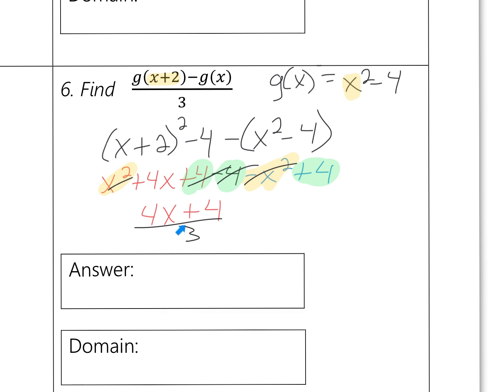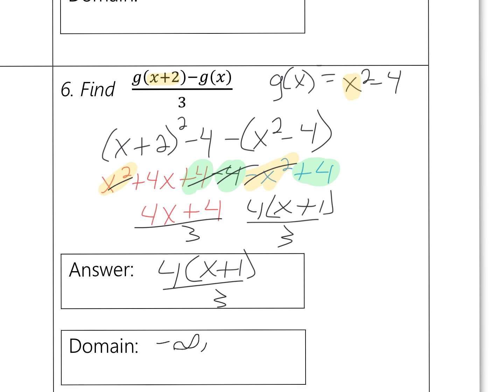Okay. Now, we could maybe simplify this if we wanted to. We could take out the 4, and then x plus 1, and divided by 3. Okay. So our answer would be 4 times x plus 1 divided by 3. Now, as far as the domain, there are no restrictions here. We could plug in any value we want here. So in interval notation, again, it's going to be negative infinity to positive infinity, okay? All right, let's move on.